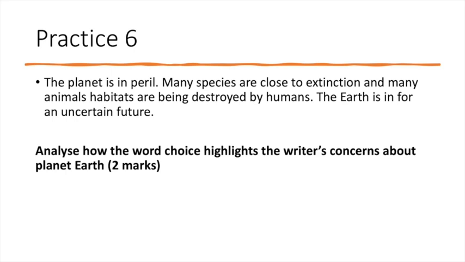So you should pick words that relate to the fact that the writer thinks that the Earth is in danger and the environment is being damaged. So you might want to pick a word like peril or extinction. And again, when you're answering, use the word choice formula, but make sure that at the end of your answer, you make clear what the writer's concerns are, that the planet is in danger, that it's being damaged.